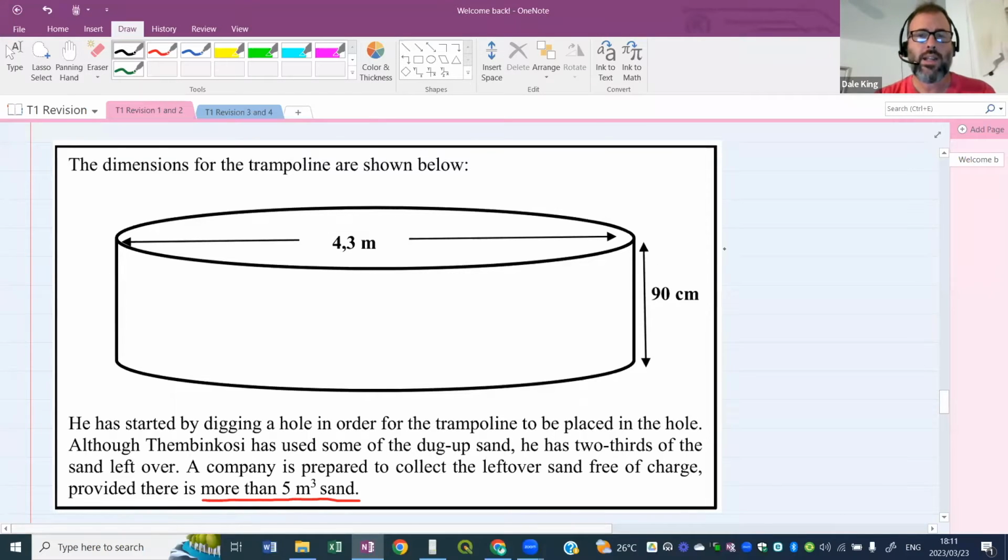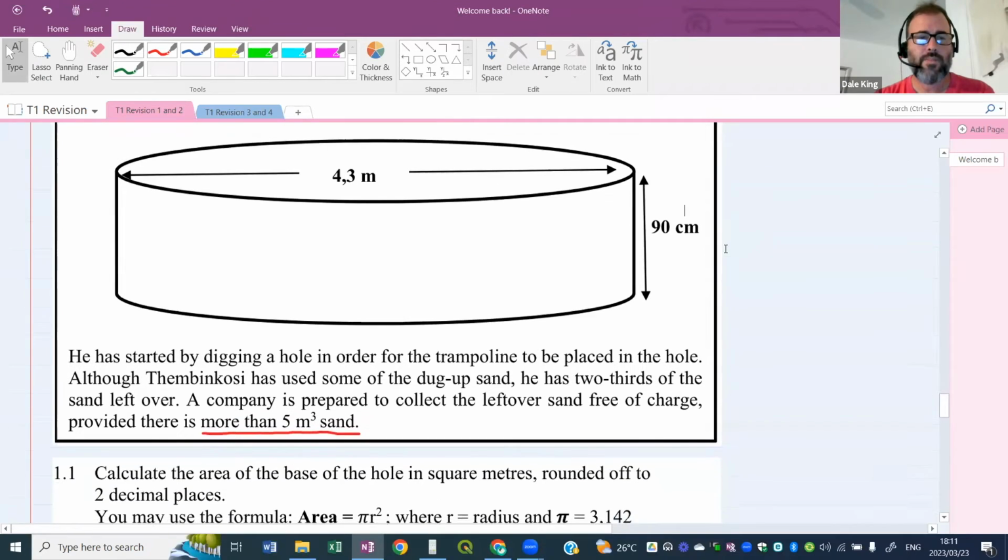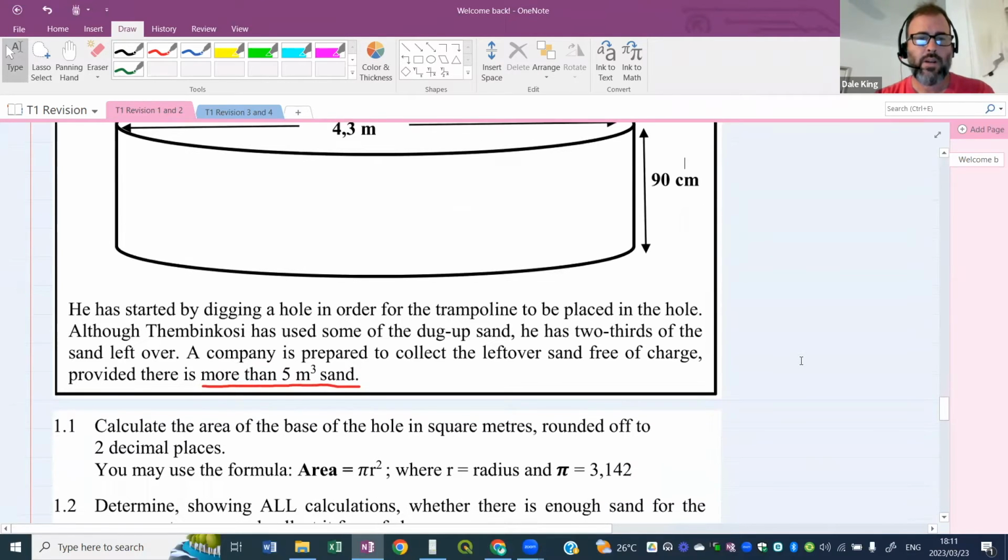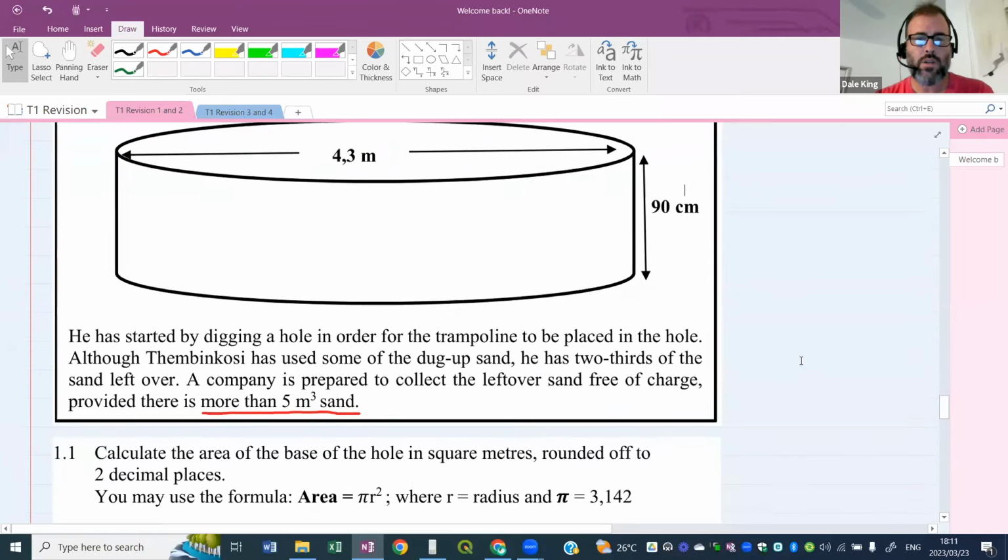All right, now let's have a look at the questions. So here's question number 1. I don't want you to look at the second one. We're dealing with one question at a time. Question number 1 there at the bottom says, calculate the area of the base of the hole.